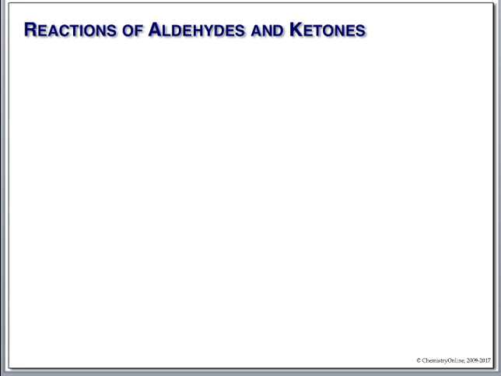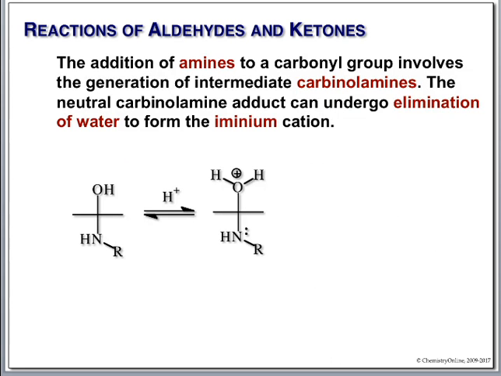The way this happens, we take our carbinolamine. Once again, we're going to protonate. The water is our leaving group. The lone pair will move in. And we wind up with our carbon-nitrogen double bond. This is the iminium cation.